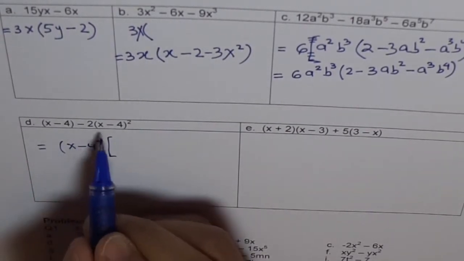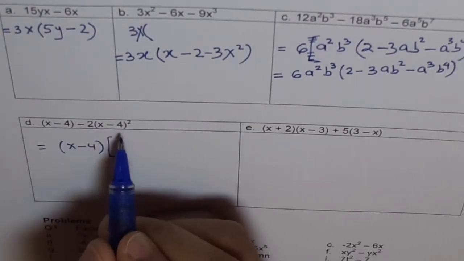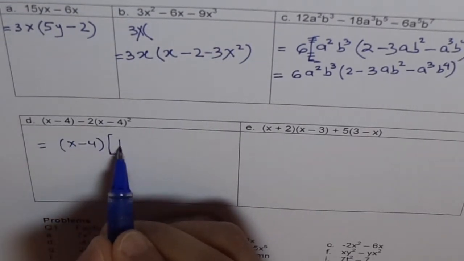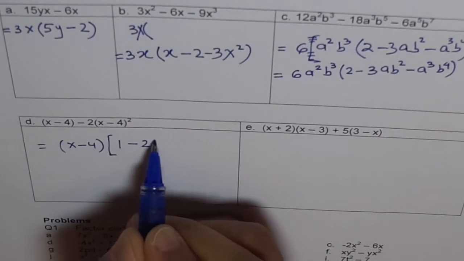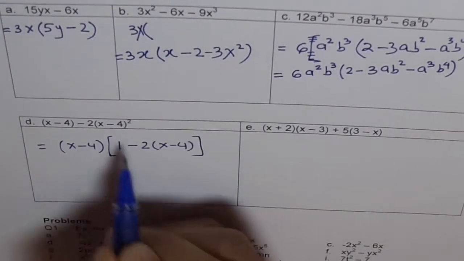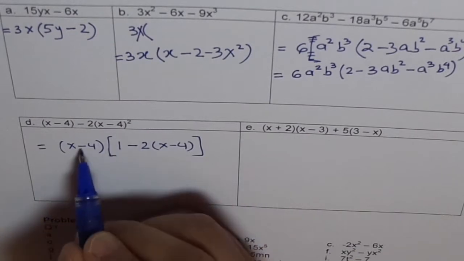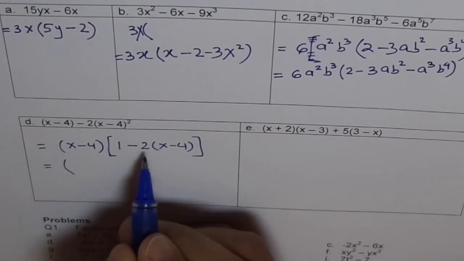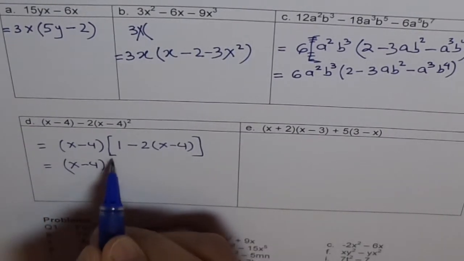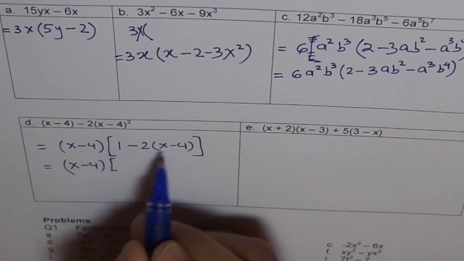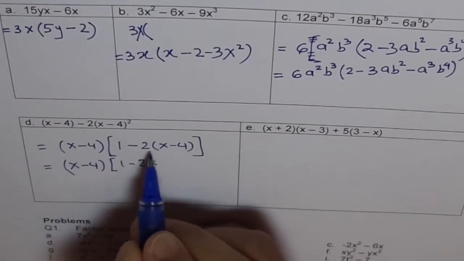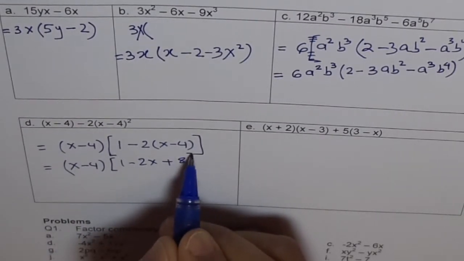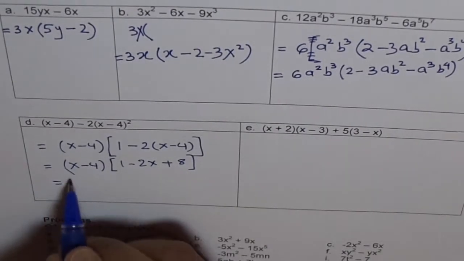I'll put square brackets this time because I'm going to get a factor here which is in the form of a bracket itself. So x minus 4, you're left with 1 minus 2 times x minus 4. Because one of the factors was x minus 4, which we took out, right? Now expand it. So when you multiply, let's open the brackets, inside brackets, x minus 4, and we get 1 minus 2x, and 2 times minus 4 is plus 8. Minus 2 times plus 4, right?